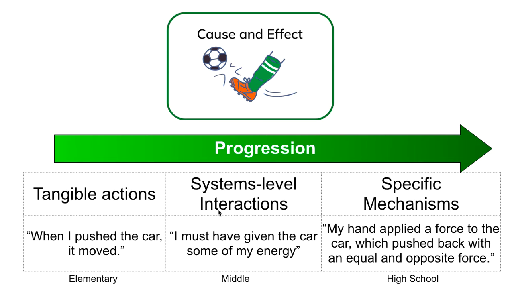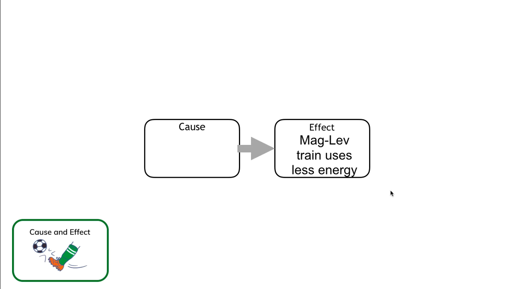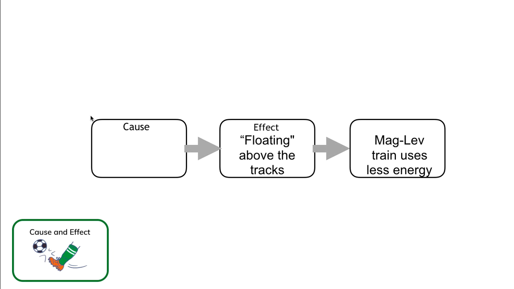We can actually illustrate this progression from simple cause and effect diagrams. For our maglev train example, we know that it uses less energy. But what causes that? Well, it's floating above the tracks, so it uses less energy. This is the basic level of cause and effect. But what causes the train to float? We can add a new box and know that there are magnets on the track that cause it to float, which causes the maglev train to use less energy.